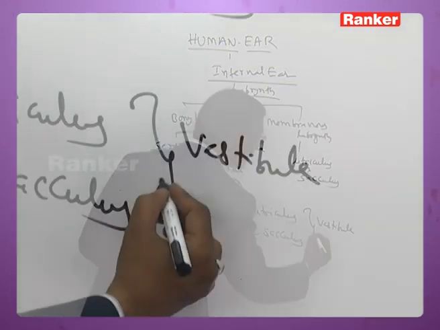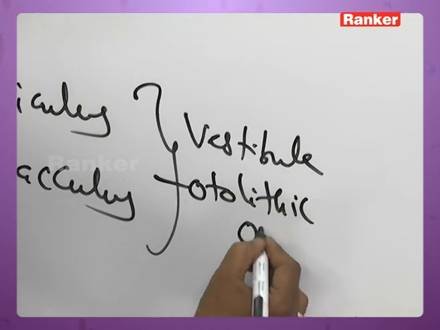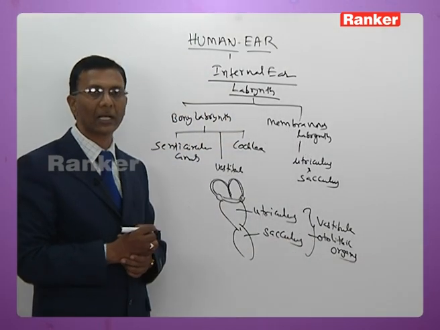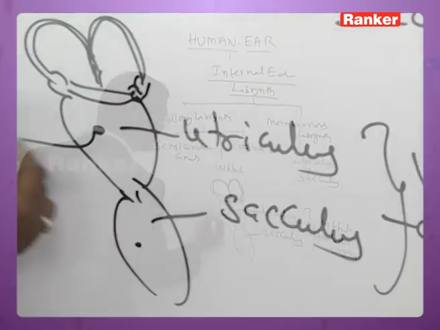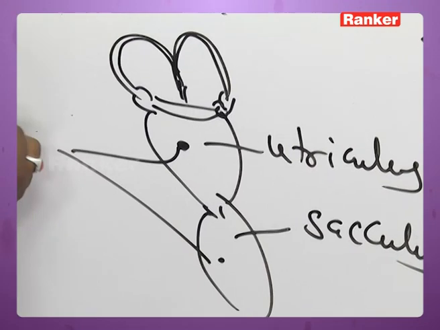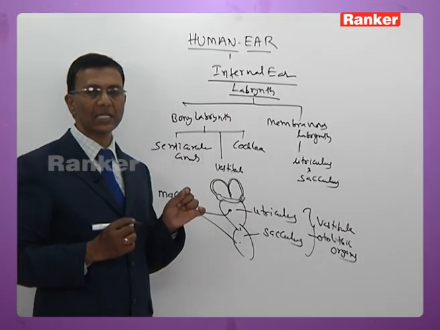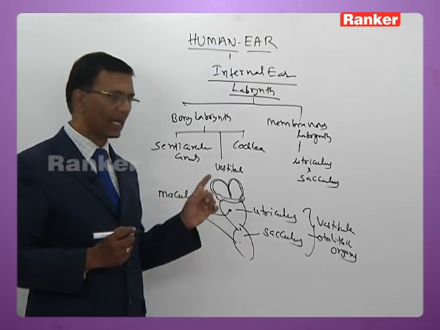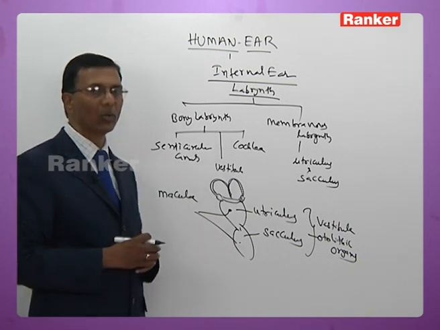These utriculus and sacculus are also called otolithic organs. The sensory structures embedded within the utriculus and sacculus are called maculae. So dear students, remember the sensory structures of semicircular canals are called ampullae, cristae, whereas the sensory structures of utriculus and sacculus are called maculae.